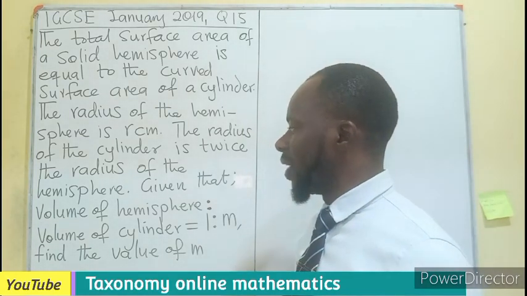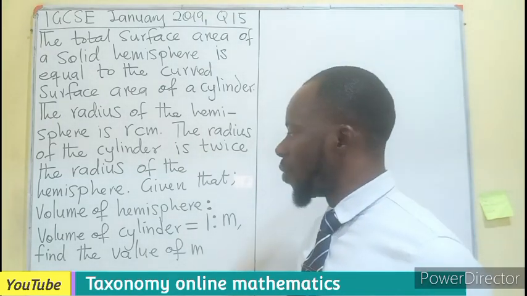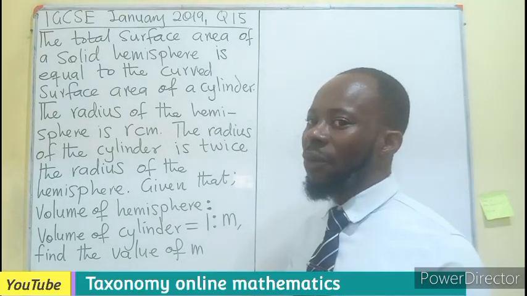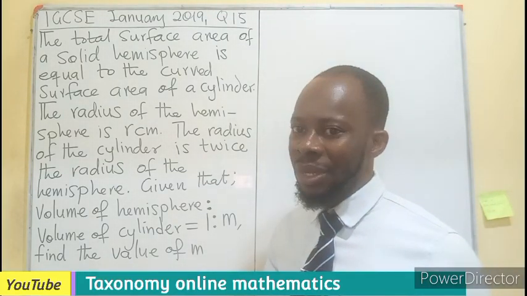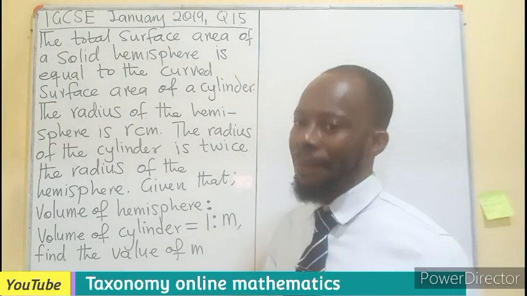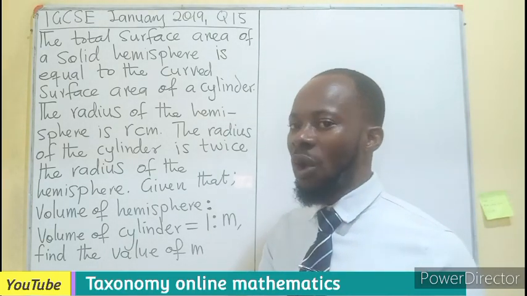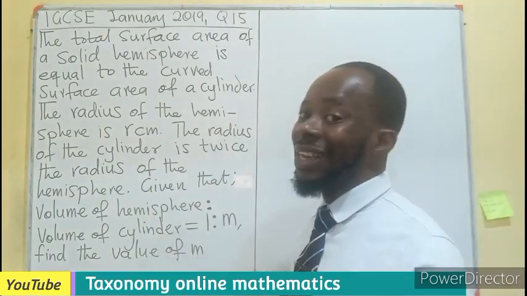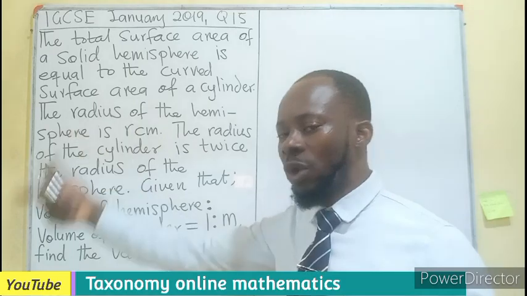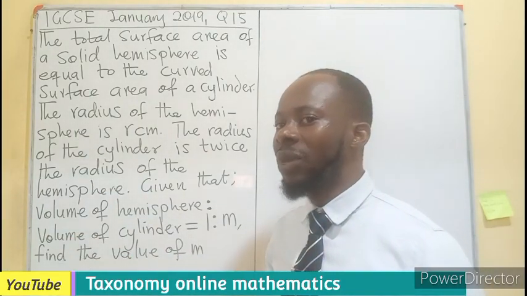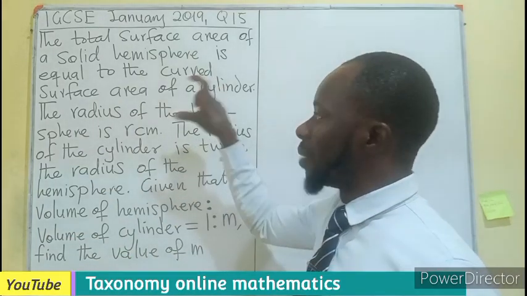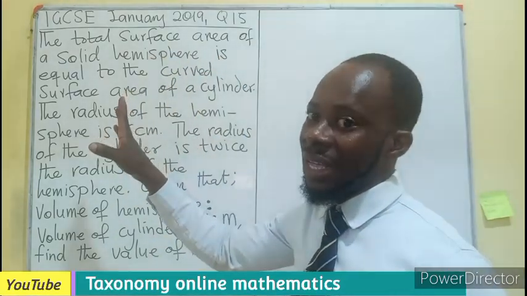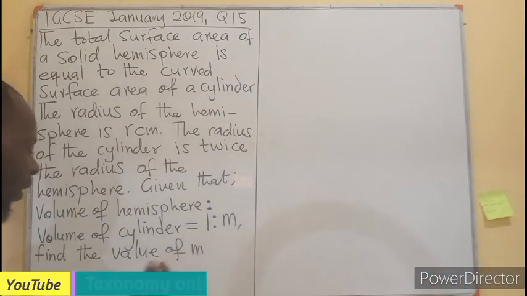Given that the ratio of the volume of the hemisphere to the volume of the cylinder is in the form 1:m, let's find the value of m. Meaning after equating the ratio of the volume of the hemisphere to that of the cylinder, definitely you get 1: another value. That value is what we are looking for. So let's begin with the preceding information given to us, which is the total surface area of a hemisphere. Let's quote that by recall.